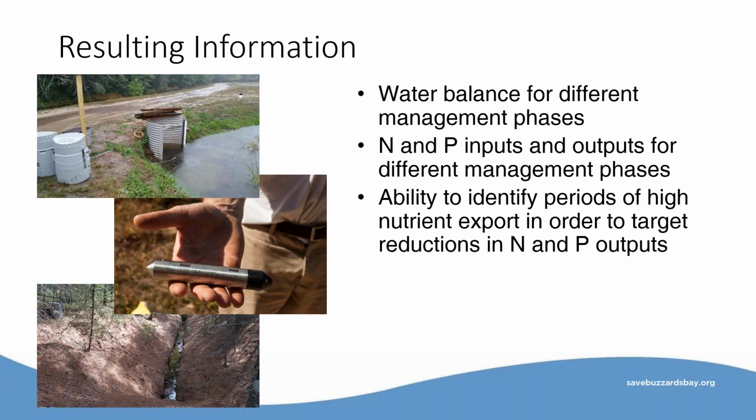Okay, so the goal of collecting all this data was to be able to have information about the water balance for different phases of management, and then also the nitrogen and phosphorus inputs for these different phases of management over the course of a year. And having that information allowed us to identify periods of high nutrient export that would make sense to target for reductions in nitrogen and phosphorus outputs.